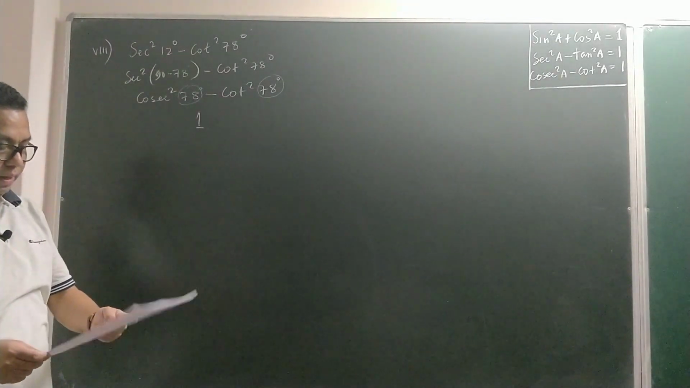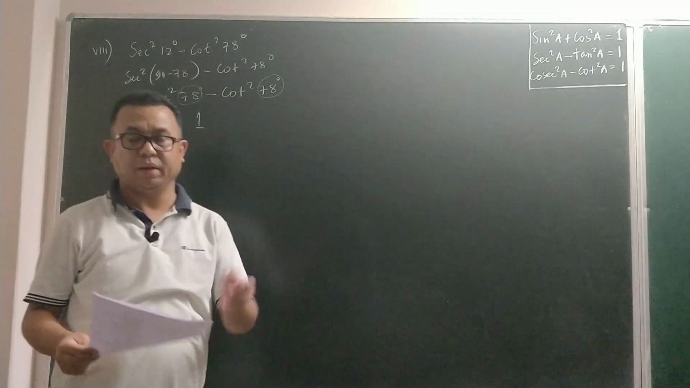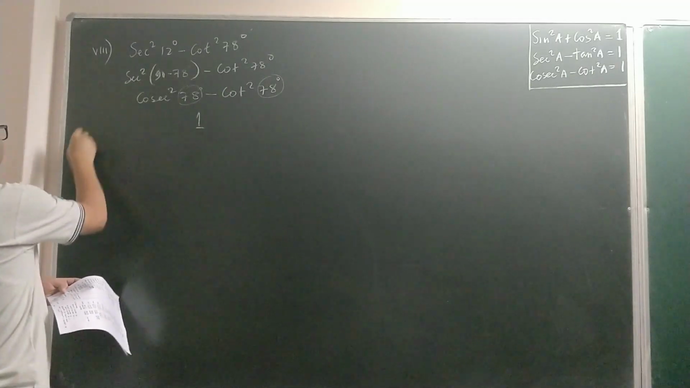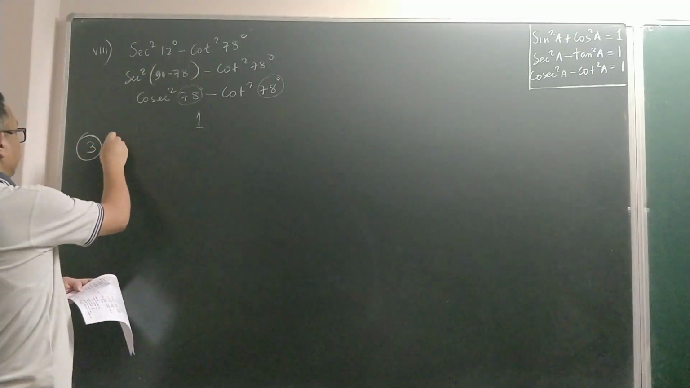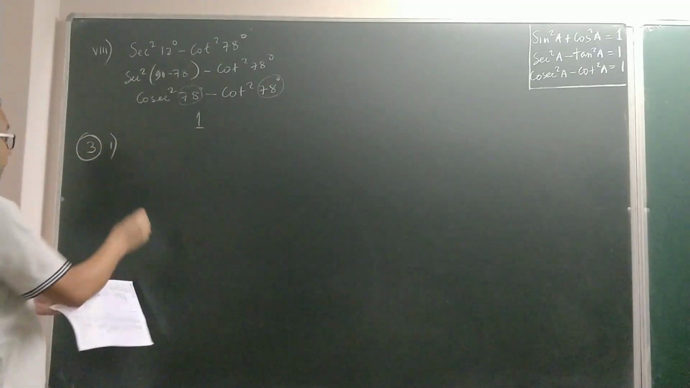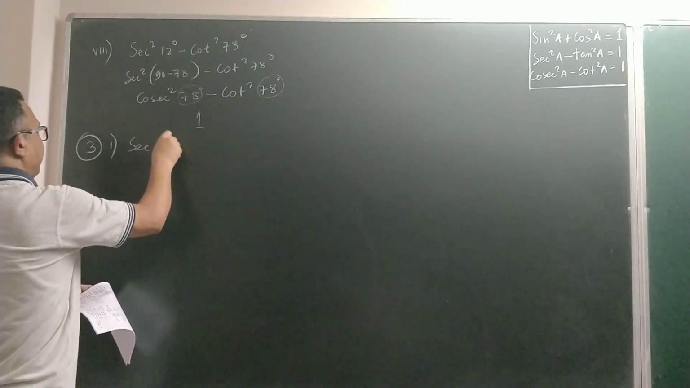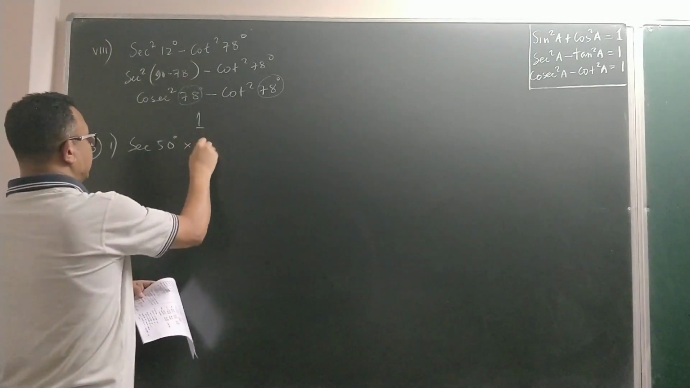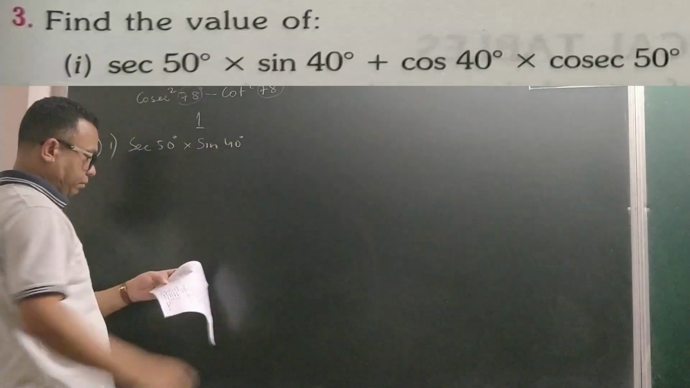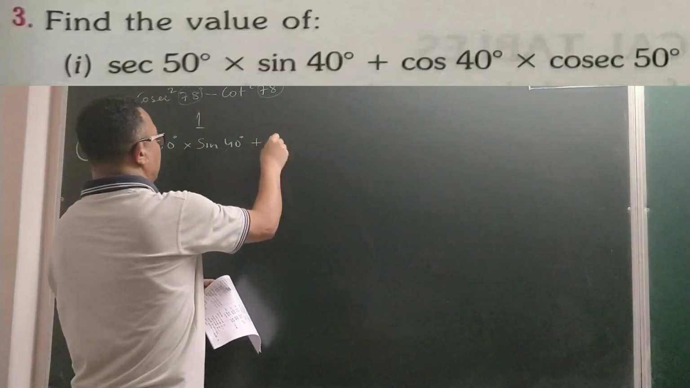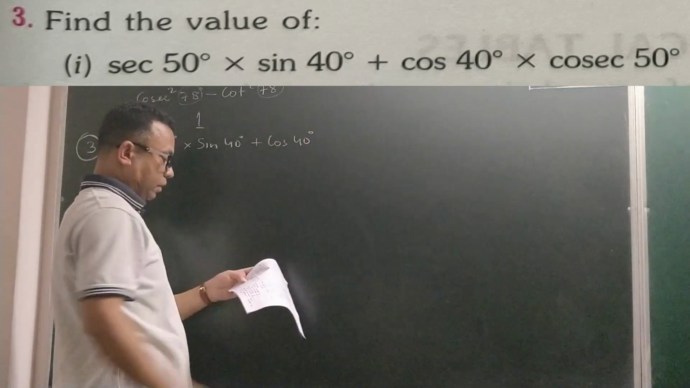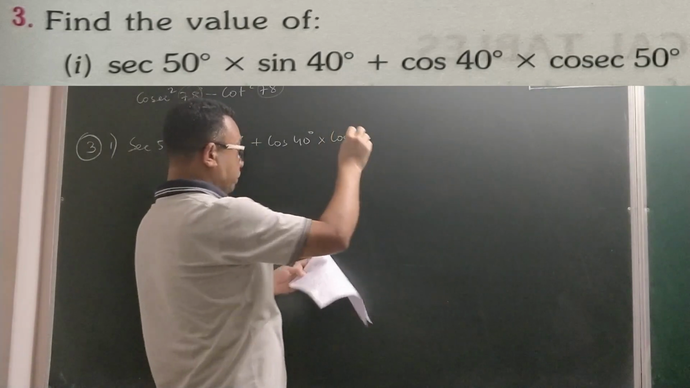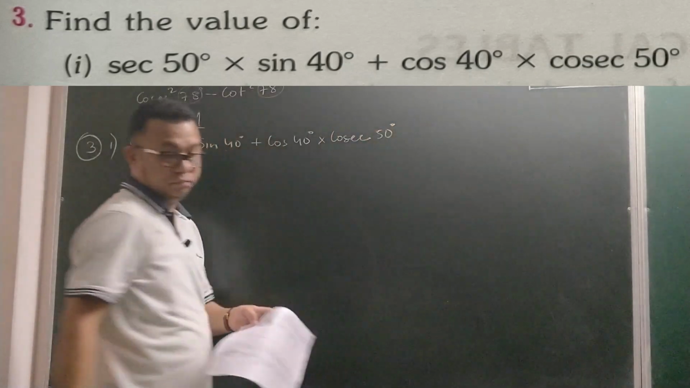Okay, now let's see a few multiplication. Let's see question number 3. Question number 3, they are saying find the value of sec 50 degree into sine 40 degree plus cos 40 degree into cosec 50 degree.